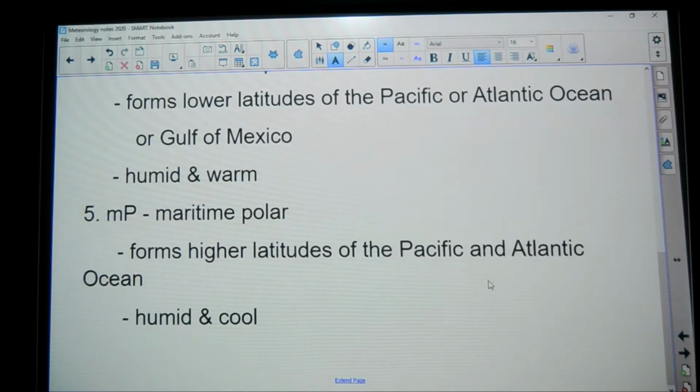The fifth one, maritime polar. All right, this one's forming over higher latitudes of the Pacific or Atlantic Ocean. Maritime meaning over water, so it's going to be humid. Polar is going to be cool, so it's going to be humid and cool.